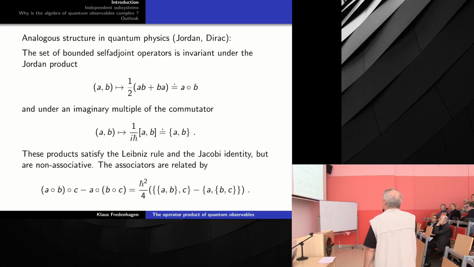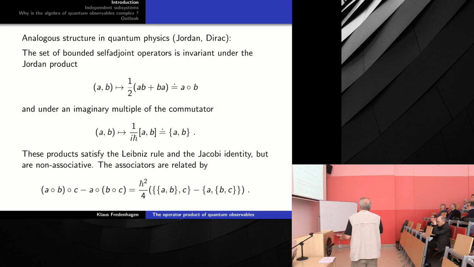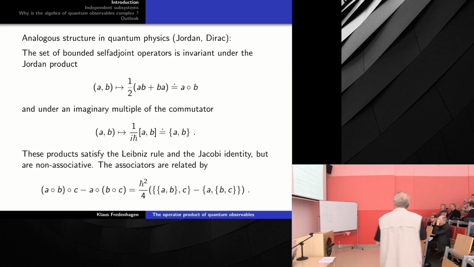You can, for instance, here you can form the composite of A and B and then compose it with C, or you can do it the other way. And for numbers, this would give the same. But here, for the Jordan product, one can show that this product is not associative, so this difference is non-zero.